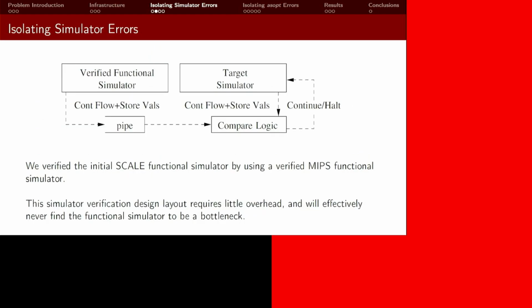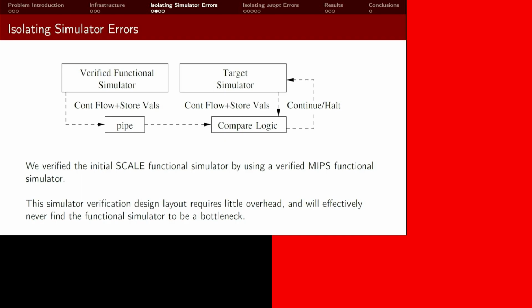Here we have our simulator verification design. On the left, we have our verified functional simulator. On the right, our target simulator. How this works is the verified functional simulator will be run alongside the target simulator. For the verified functional simulator, upon instruction retirement, we'll send the associated information for that retired instruction into a pipe.